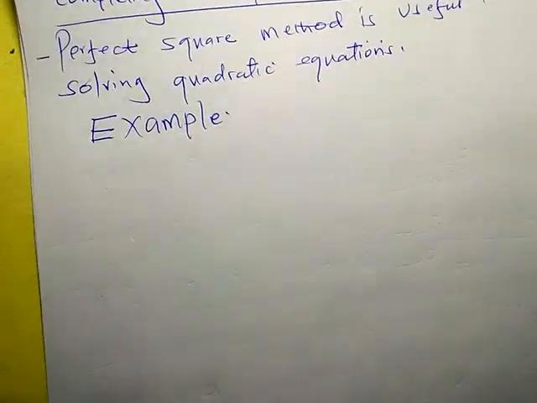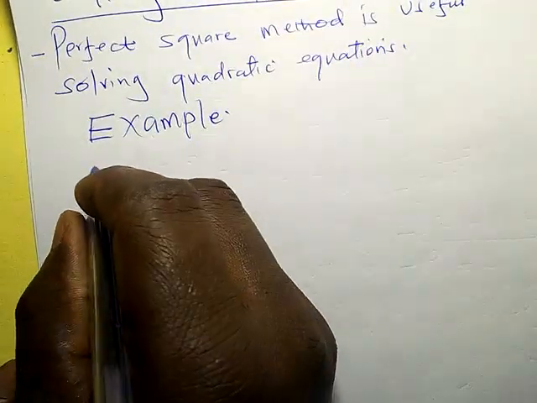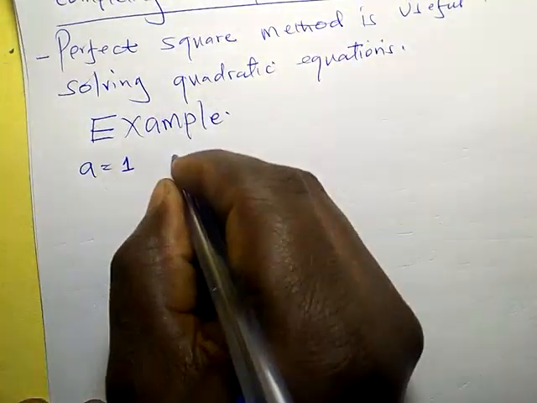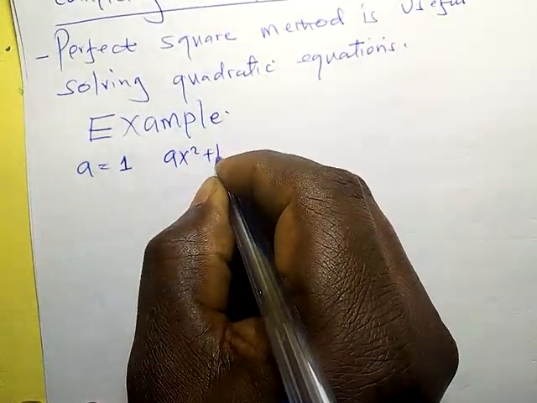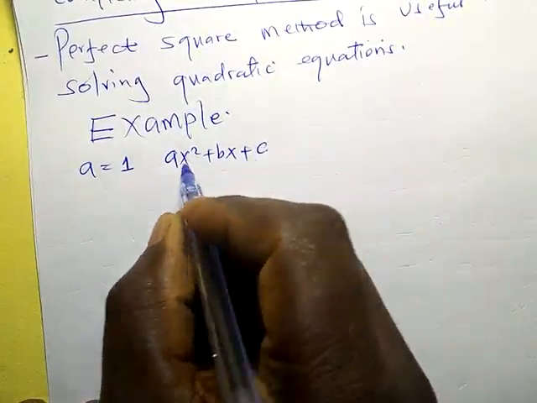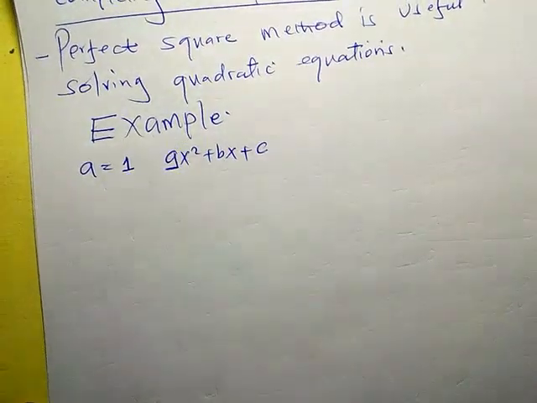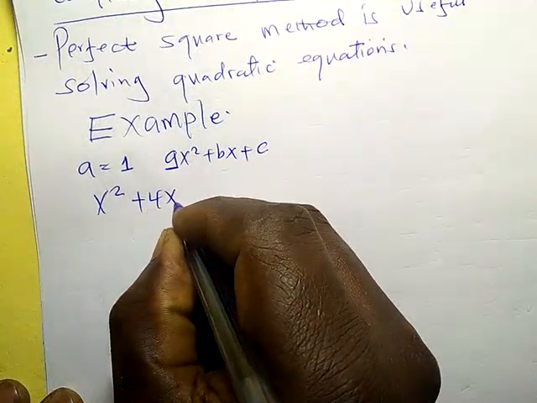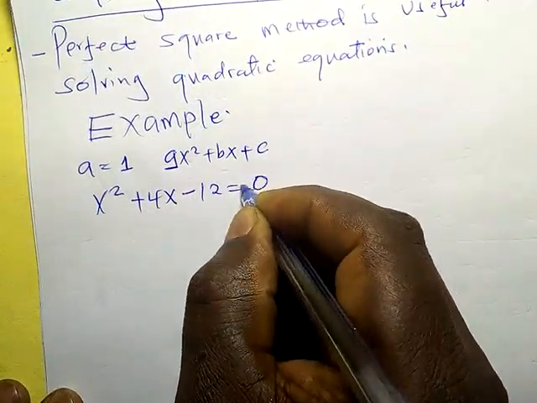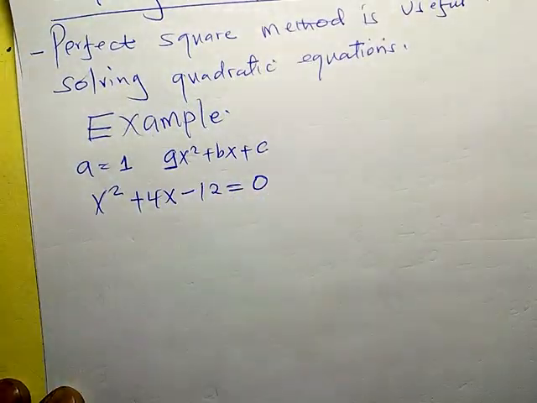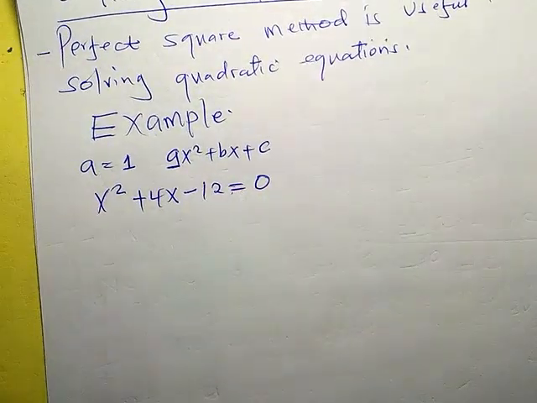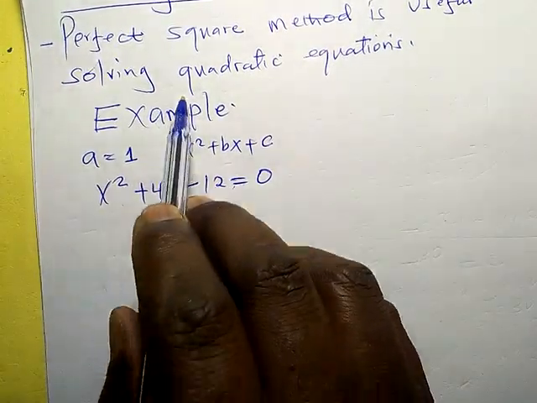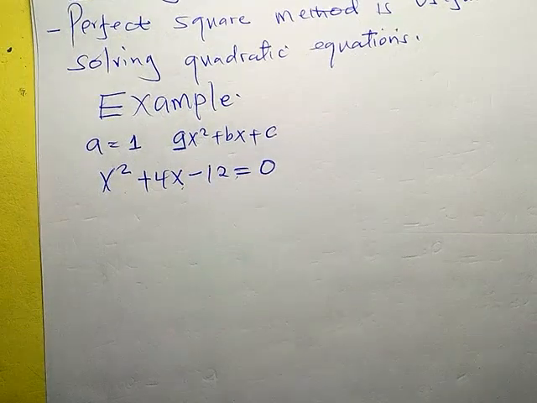My first example is the one where a equals 1. Remember our expression is ax squared plus bx plus c. So I want to start where a is 1. The example is x squared plus 4x minus 12 equal to 0. This is an equation and not an expression because it has an equal sign. So how can we get the value of x using the perfect square method?